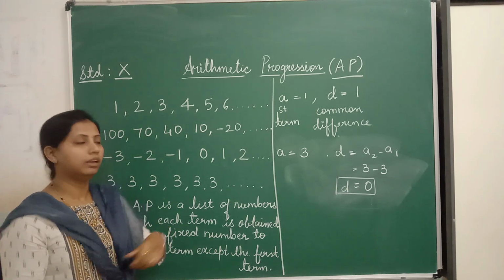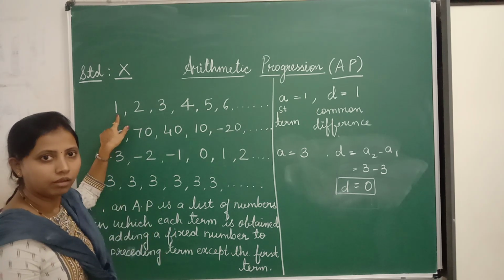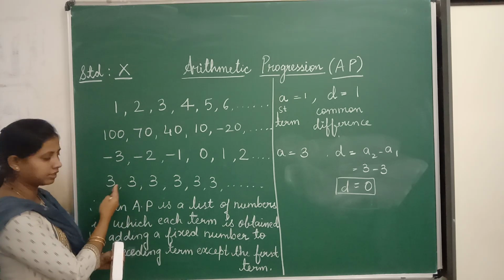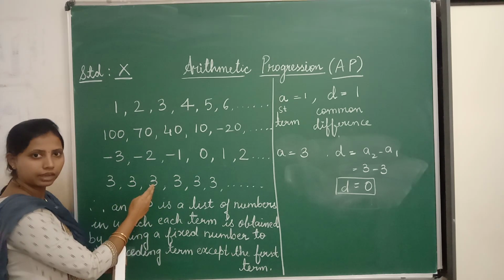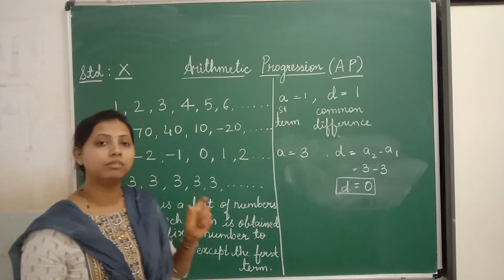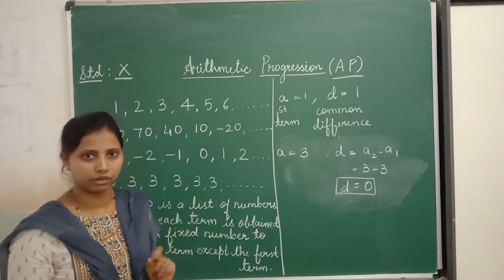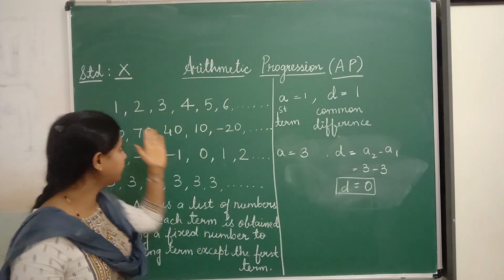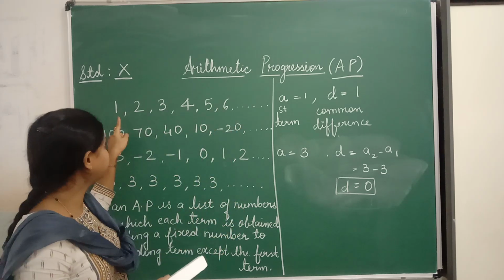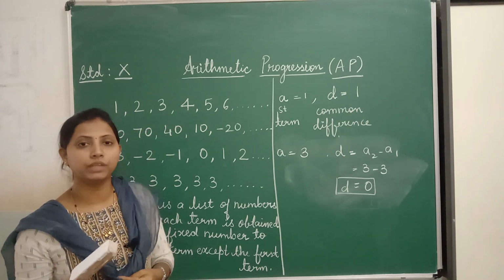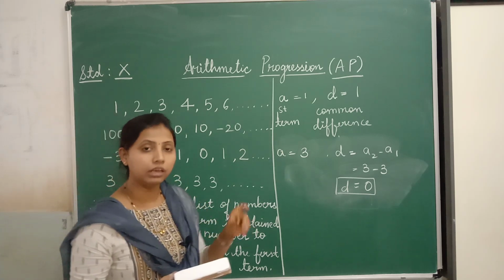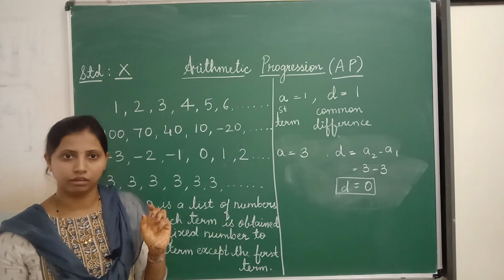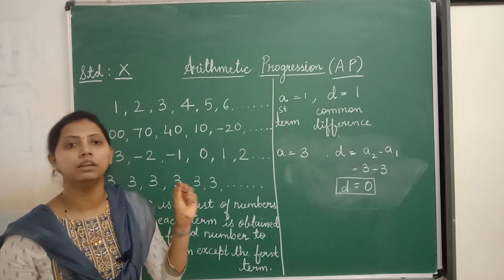So understood, children? In an AP, the first term is A. And to get the common difference D, you can subtract A2 minus A1, A3 minus A2, A4 minus A3. Anywhere you subtract, you have a fixed number known as common difference. So in general, if an AP is given, you can find the first term and the common difference of that particular AP. And similarly, if the first term and the common difference are given, you can also write the AP, the set of numbers which form an AP.